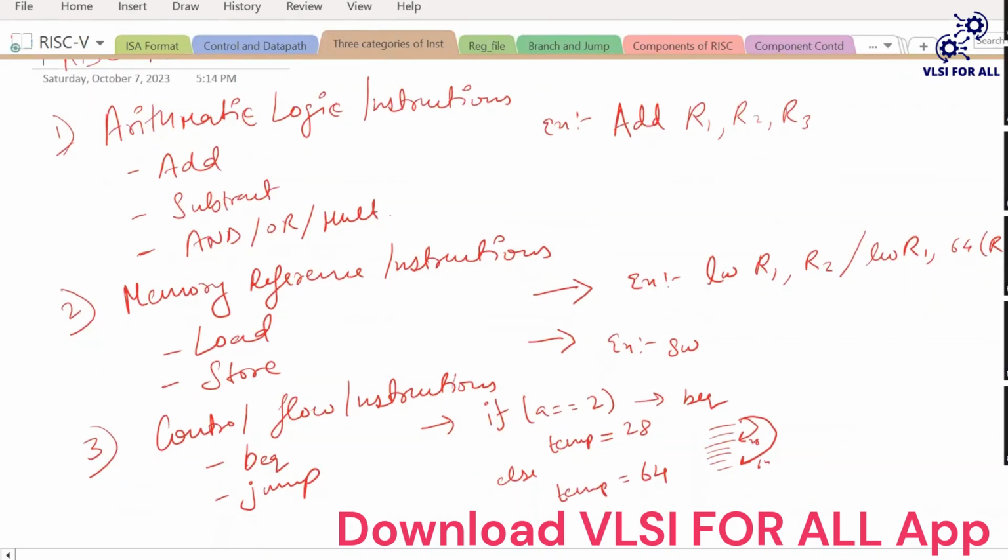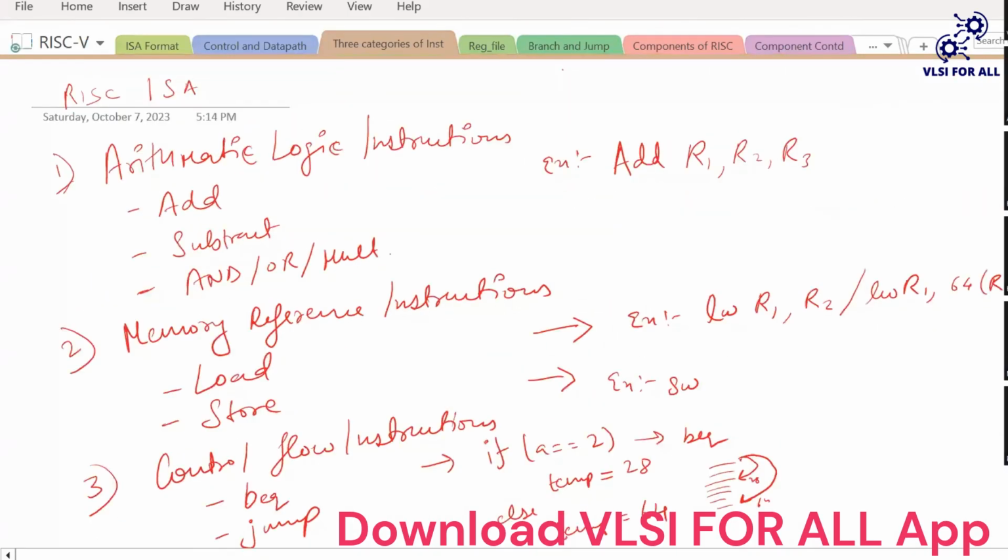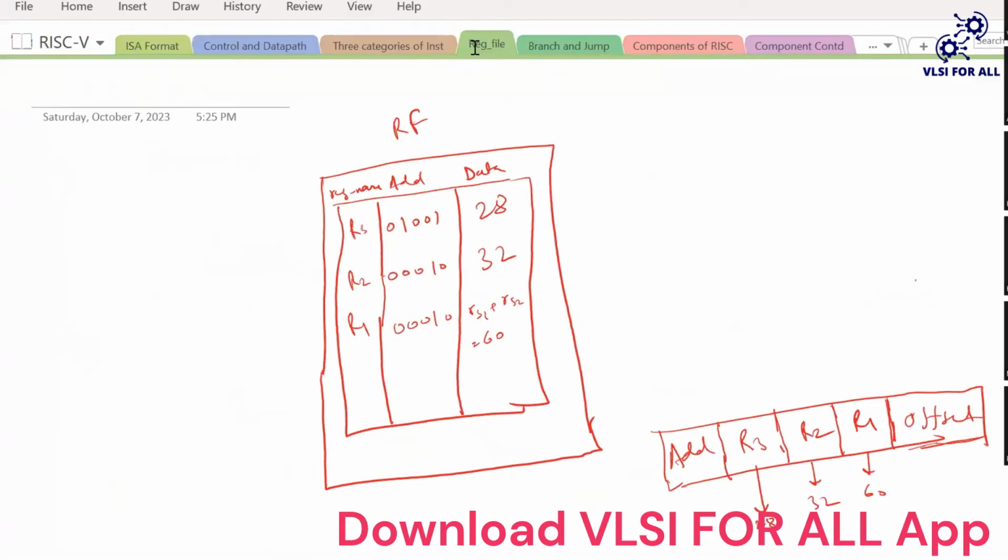I think I already explained this. So this is reg file. I already gave an idea about this, but इससे मैं फिर से दे देता हूँ. Yeah, we'll do it. We'll do it in the next one.